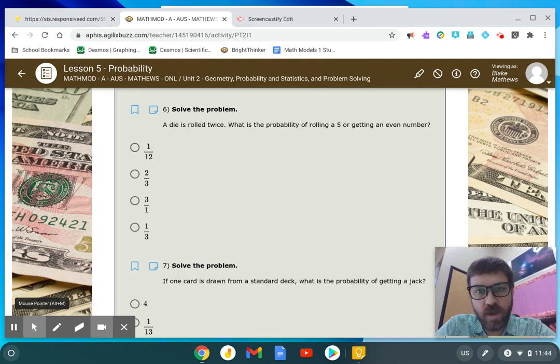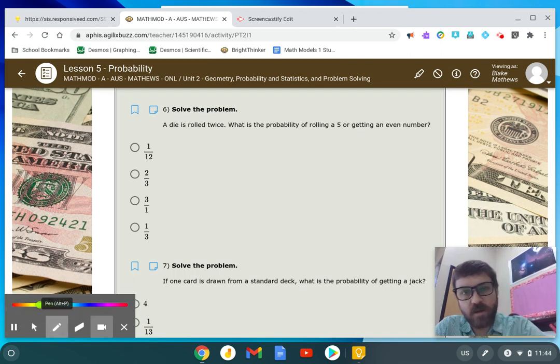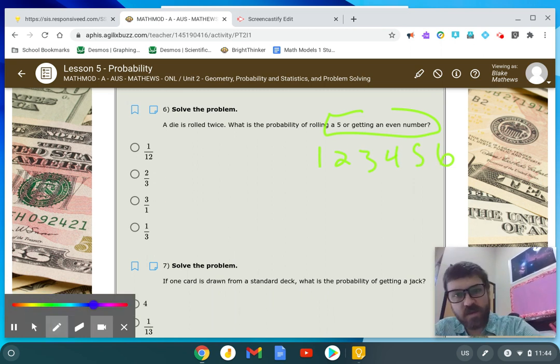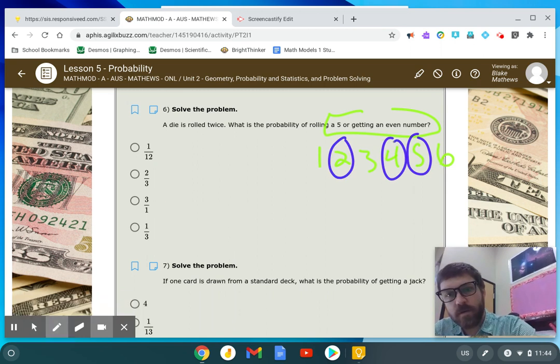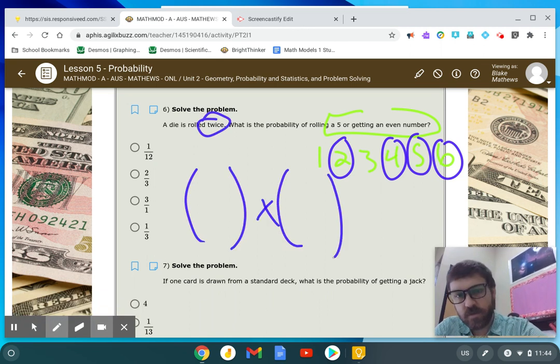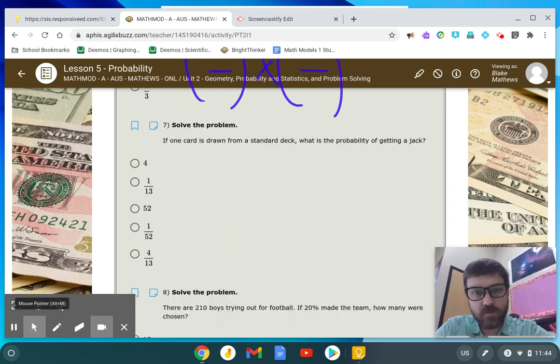A die is rolled twice. What's the probability of getting a 5 or an even number? So again, we'll write down our options. 1, 2, 3, 4, 5, 6. Well, let's see. What's the probability of rolling a 5 or an even number? So those are the options. 4 options out of 6, but you're doing it twice. So you have 2 fractions. Using the thing I just talked about here, I'll let you finish that one yourself.